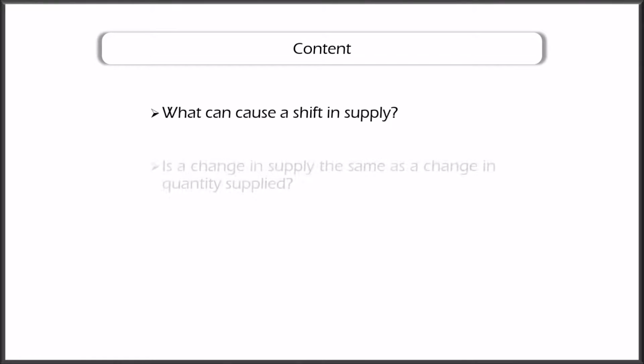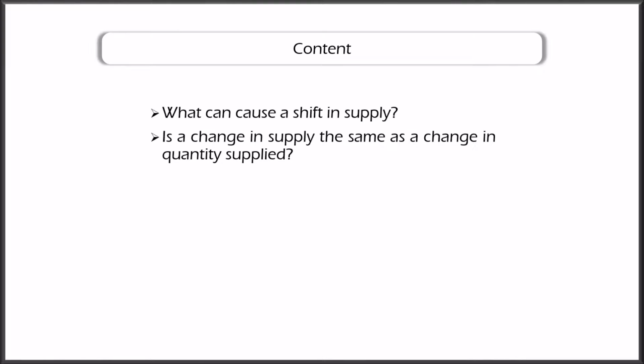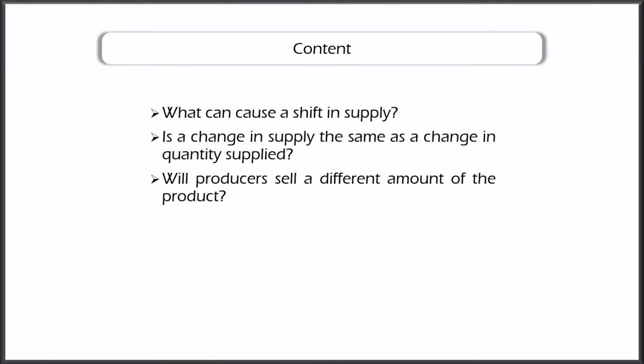The objective of this class is to address and answer the following questions. What can cause a shift in supply? Is a change in supply the same as a change in quantity supplied? Will producers sell a different amount of the product? And will producers sell at a different price?